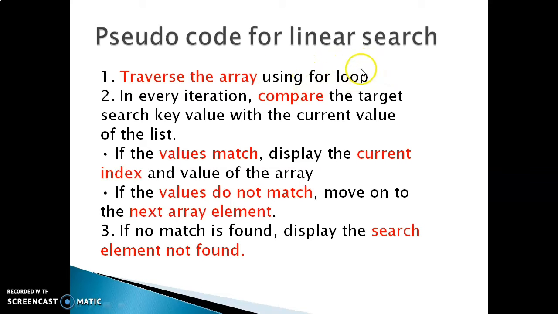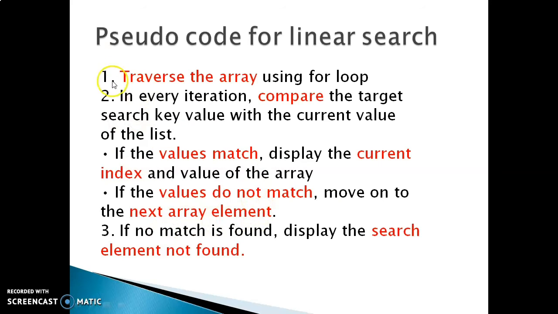You know for what purpose we use the loop statement. What is meant by loop? Repeating some set of statements again and again is known as a loop or iteration. Here in this algorithm we use a for loop to traverse the array. In every iteration, compare the target search key value with the current value of the list. For each iteration, we take the search element and compare it with the element present in the array. If both elements are equal, then display the current index value; otherwise, if the value is not matched, then move on to the next array element.